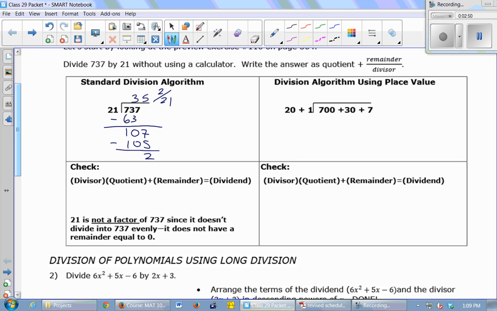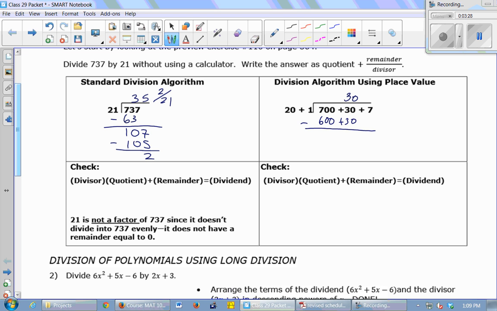So now, instead of saying 21 into 73, I'm just going to look at the 20 and the 700. How many times does 20 go into 700? 30. Good. I know, but I'm trying to mirror what I did over there. So 30. All right, so then you have to multiply 30 times the 21, right? But because I wrote it as 20 plus 1, you have to distribute, right? 30 times 20 plus 30 times 1. So 30 times 20 is 600, right? And then 30 times 1 is 30.